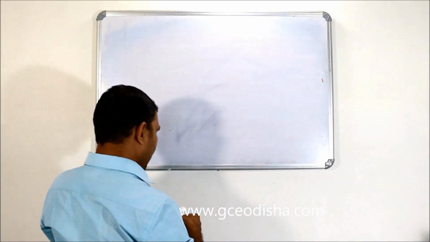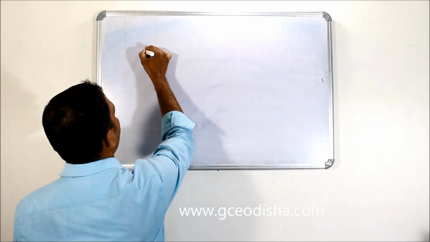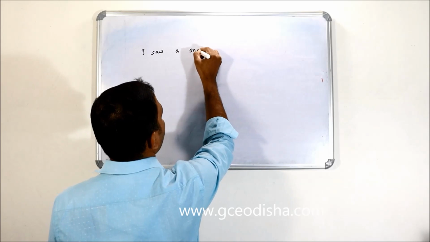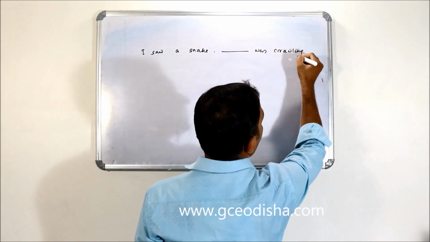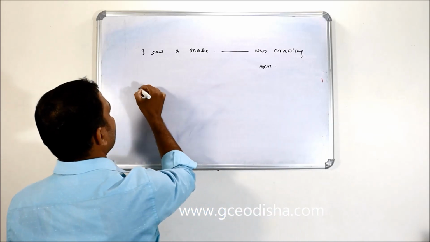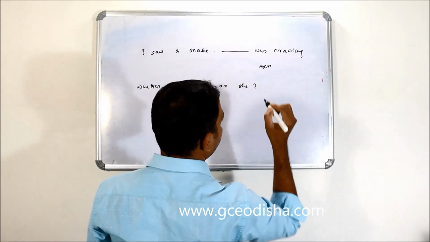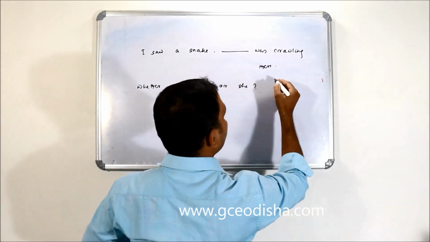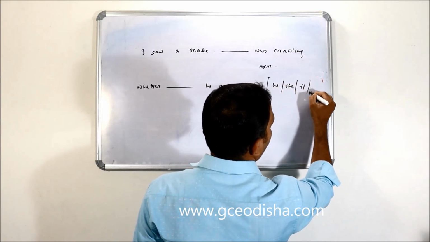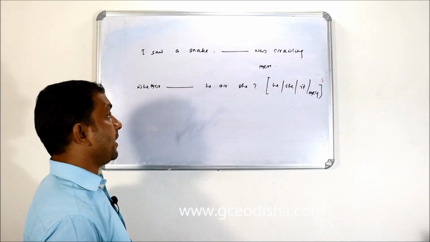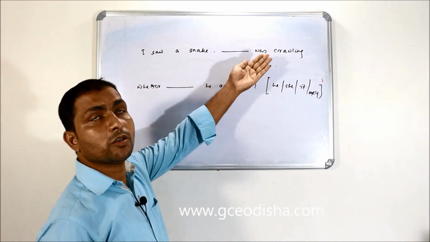In second, suppose let me write three sentences. First one is, I saw a snake dash was crawling there. Second, whether dash he or she. These are the two questions, and options for this one is he, she, it, or they. Then what will be the correct answer for these blanks? See, first one, I saw a snake, dash was crawling there.